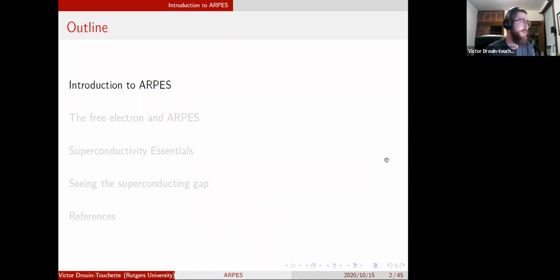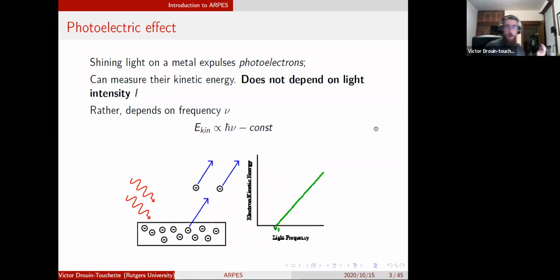I'm joking. Okay, so let's first introduce ARPES. ARPES starts with this very simple concept of the photoelectric effect. In the photoelectric effect, you shine light onto a material and collect electrons that are expelled from it.